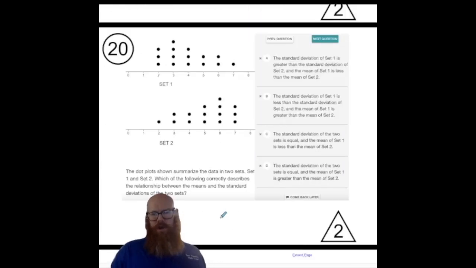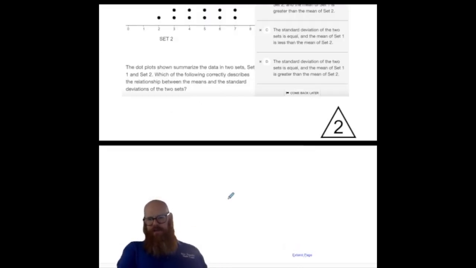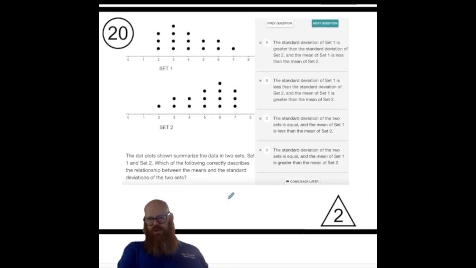All right, moving on to number 20. So we have a standard deviation problem. And with standard deviation on the SAT, you do not need to know how to calculate it per se. You do need to just understand how it works. So standard deviation is the measure of how spread out the data is. It's called a measure of spread. It really is just the average distance that each point is from the middle.